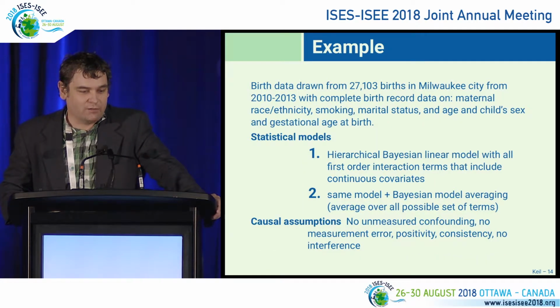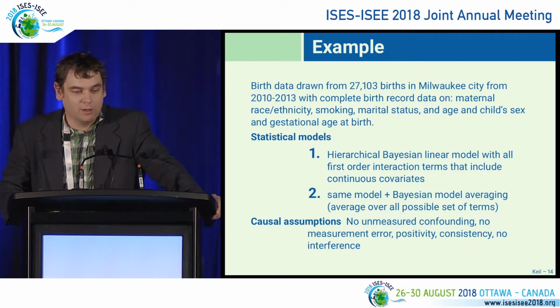The birth data were drawn from about 27,000 births in Milwaukee City from 2010 to 2013 with complete birth record data on maternal race and ethnicity, smoking, marital status, age, child sex, and gestational age at birth.